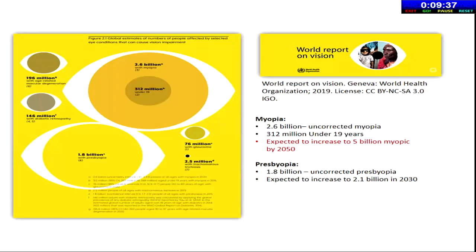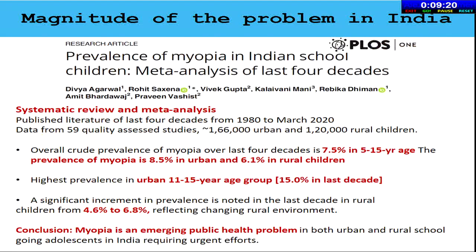It is so surprising that it is expected that by the year 2050, nearly 50% of the global population will be myopic. It's a huge, huge number. If you see in India, currently we have a prevalence of nearly around 8 to 10% as per the previous studies. This is a systematic review analysis done by Professor Rohit Saxena and team. And this is for the last 40 years.